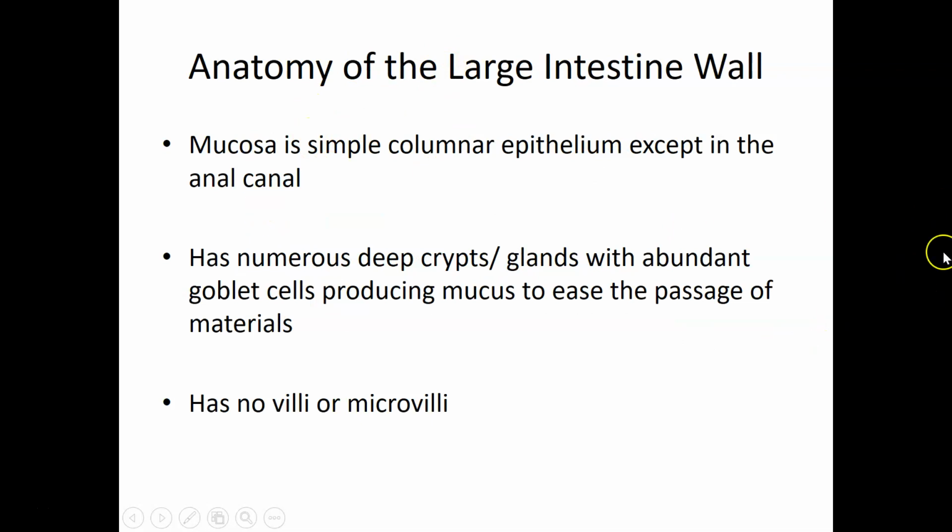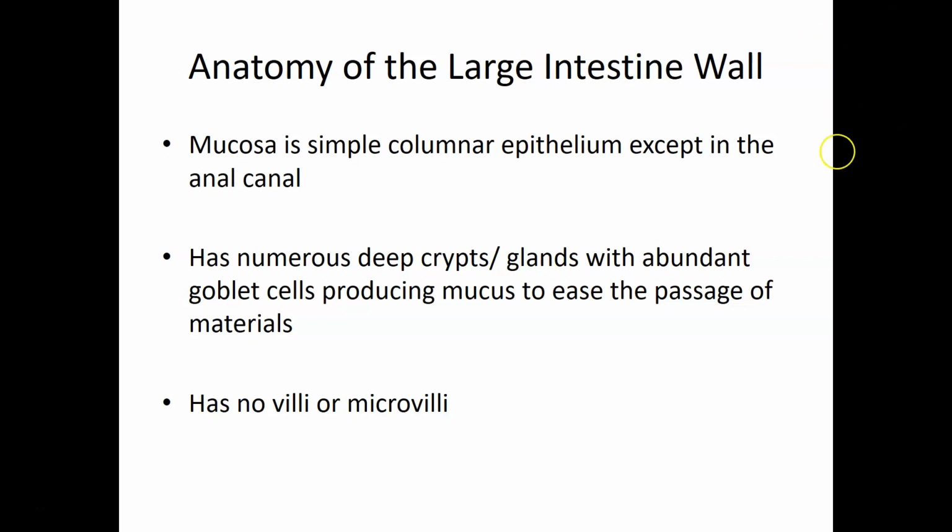All right, as far as the microscopic anatomy of the large intestine, if we look at the mucosal layer, it's a simple columnar epithelium, similar to the small intestine. And that's true everywhere except for the anal canal. In the anal canal, there's a lot of friction due to movement of the feces, and so it's a stratified squamous epithelium there.